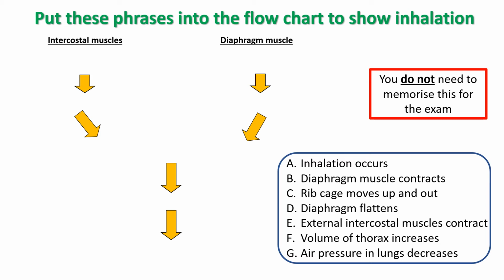You've got two types of muscles. Remember, the intercostal muscles are the muscles between the ribs. The diaphragm is the big muscle along the bottom. At this point, pause the presentation and try and put A to G into the correct order to describe what happens when we breathe in. To help you, you can actually cheat in the exam in this way as well. Put your hands on your rib cage and then take a huge big breath in and see if you can work out what's going on. Pause the presentation now. When you're ready, you can restart the presentation and check your answers.